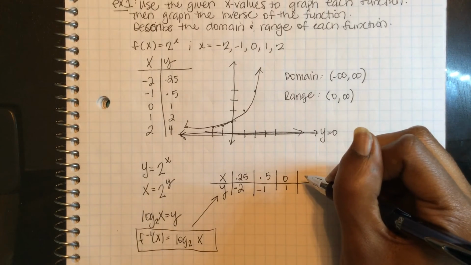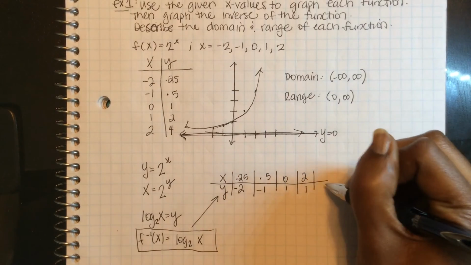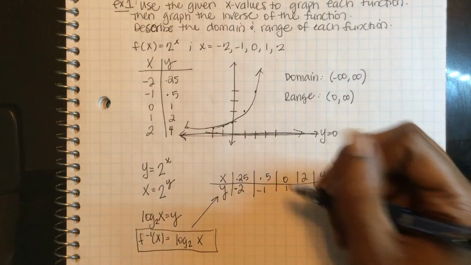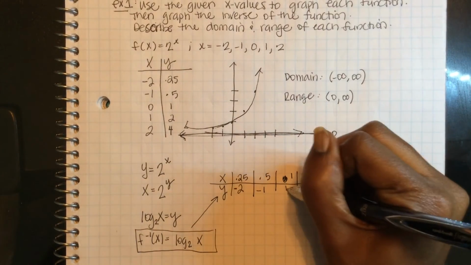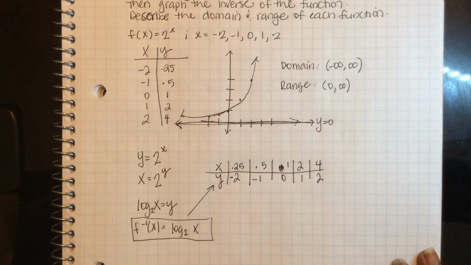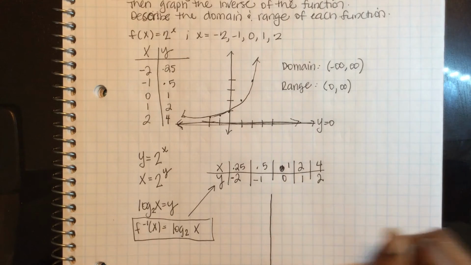Let's see. 2, 1, and 4, 2. So I believe I have this one switched. It should be 1, 0. So all I did there was switch all of my x and y values from my original table. No work necessary. So now I can graph this function.